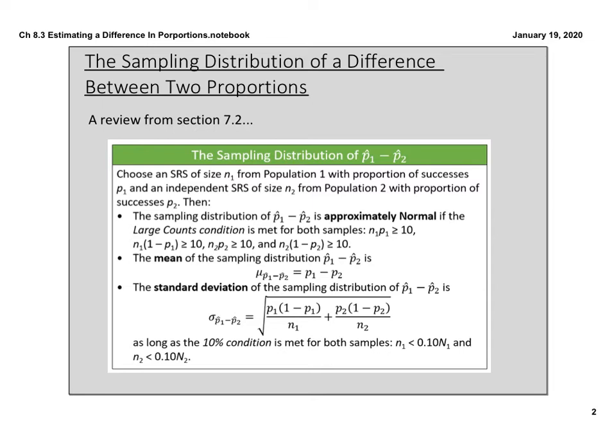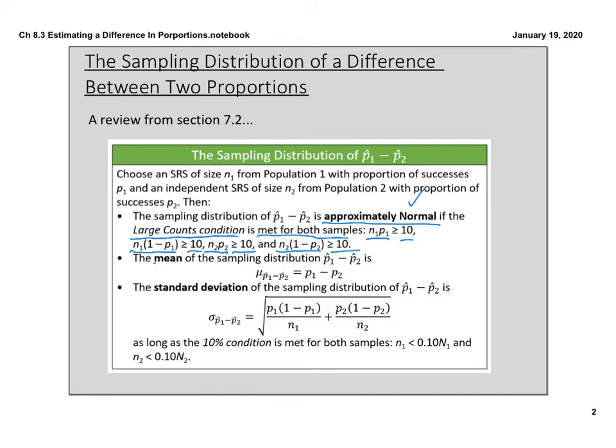So the first thing is to determine that the population is approximately normal, we have to visit that large counts condition. We have to make sure that it's met for both samples, which means we need the first sample times p to be greater than or equal to 10, and the first sample times its 1 minus p to be greater than or equal to 10. The second sample times p to be greater than or equal to 10, and the second sample times its 1 minus p to be greater than or equal to 10. All four things have to be true. Once all four things are true, then we can call it approximately normal, and we can move on.